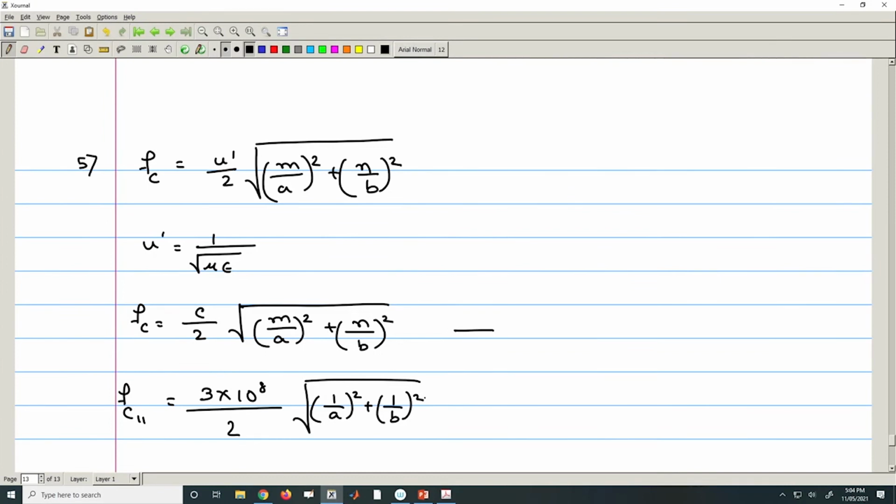So, this is given as 12 gigahertz. Okay. So, we will write 3 into 10 to the power 8 upon 2 root over of 1 upon a square plus 1 upon b square is 12 gigahertz. It is given in the question. So, this is our equation 1.